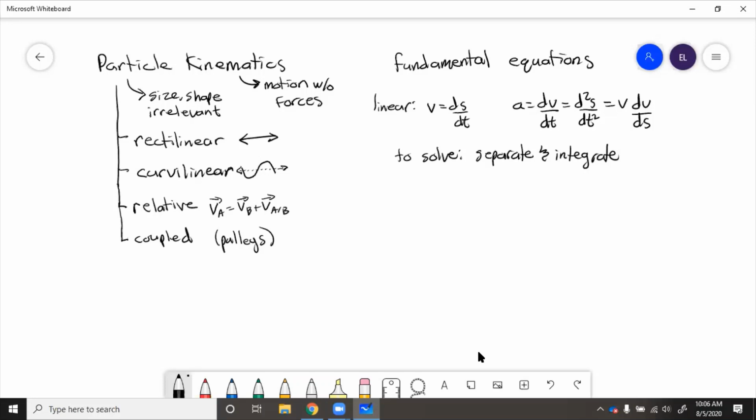Then later on, for rigid body kinematics, we covered the angular, which is real similar to this, where we had omega equals d theta dt and alpha equals d omega dt equals d squared theta dt squared equals omega d omega d theta.